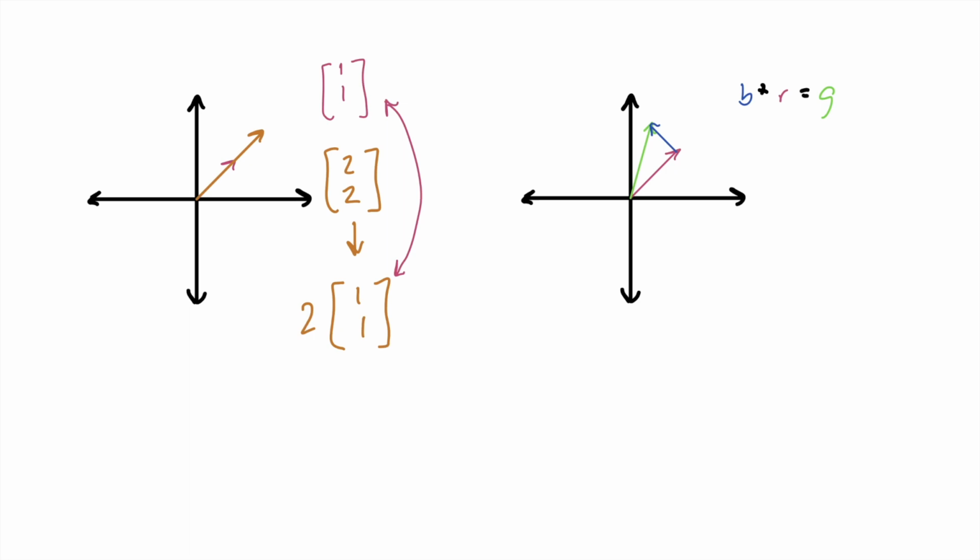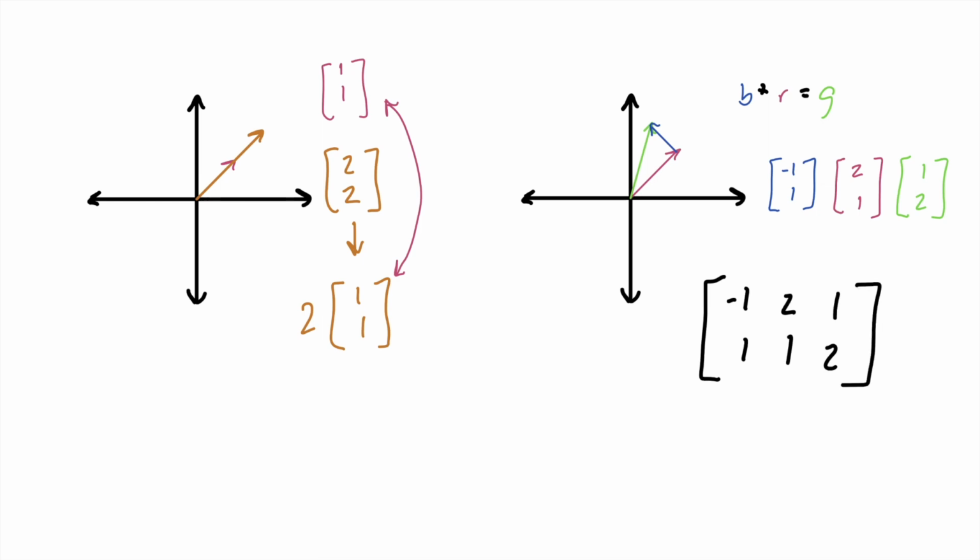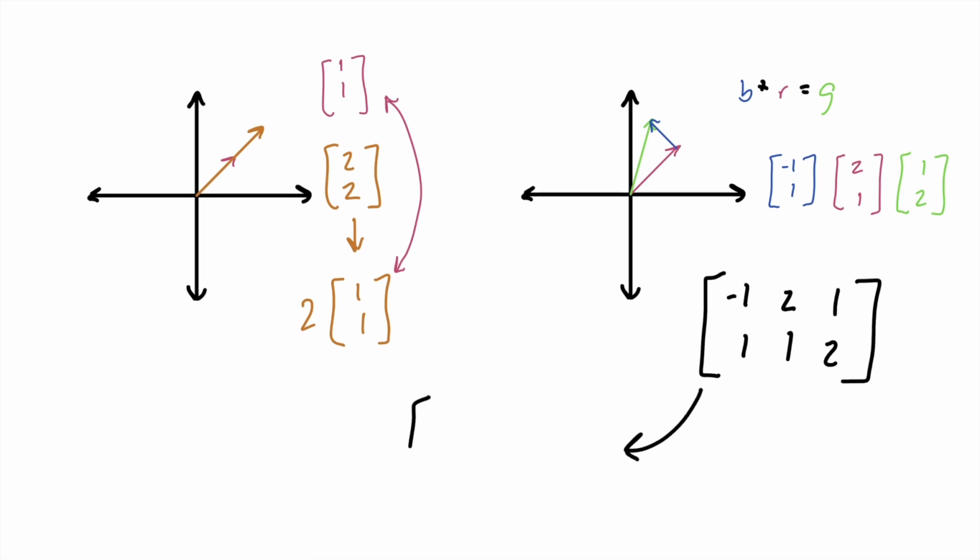Now I'll assign numbers to the vectors. We'll say the blue vector is -1, 1, the red vector is 2, 1, and the green vector is 1, 2. And now we'll turn this into a matrix. We just combine all the vectors together, and we get this. And then once we row reduce this, we'll get the matrix 1, 0, 1, and 0, 1, 1. And what you'll notice is that there's 2 pivot positions in the first and second columns, but there's no pivot position in the third one, which means we have a free variable in the third column.